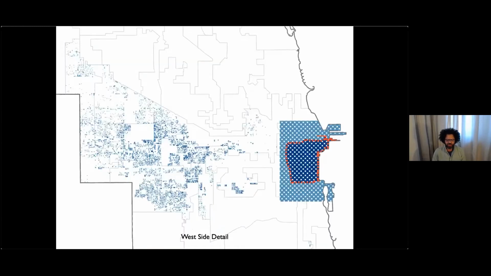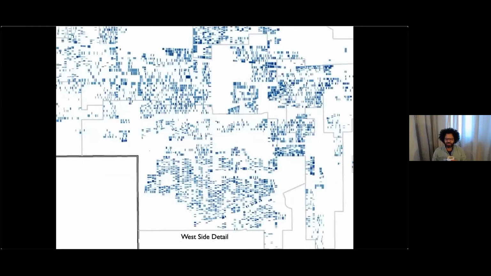These are just showing a couple of details. The west side detail again. So you can begin to see how the composition, or this kind of inadvertent composition of vacant land that's private and public, manifests.